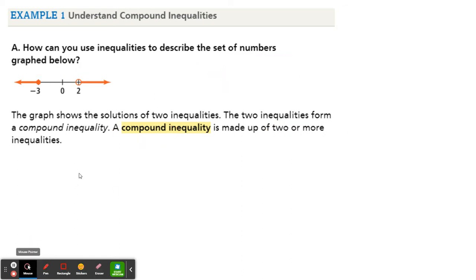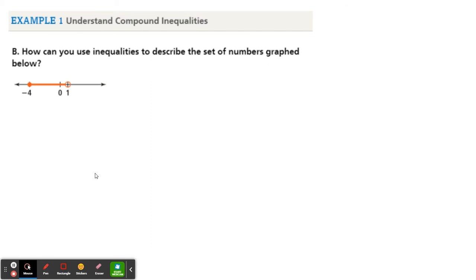Next. Okay, so it says, how can you use inequalities to describe the set of numbers graphed below? So again, now, notice that you don't have two separate rays going off. You have this middle section. From geometry, you might call this a segment, right? So because there is just one section in the middle, this is going to be an and compound inequality. Notice the -4 is a solid circle, so that's going to be equal to. The 1 is an open circle, so that's not going to be equal to.